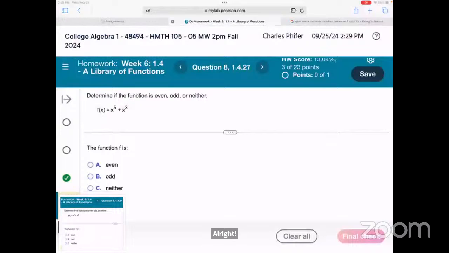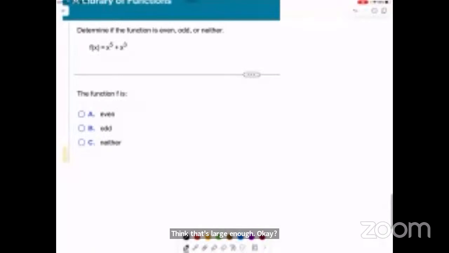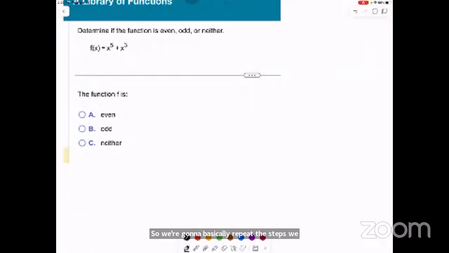I know you're going to do that. All right. So the question here is, is this function even, odd, or neither? I think that's large enough. So we're going to basically repeat the steps we did before and again interpret the results. Just a quick recap: what we did before, we replaced each x with negative x, we simplify and interpret the results.